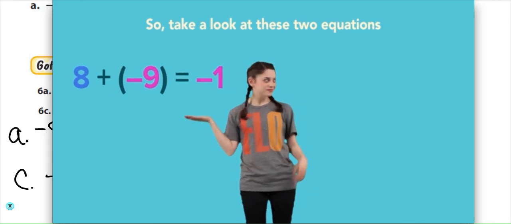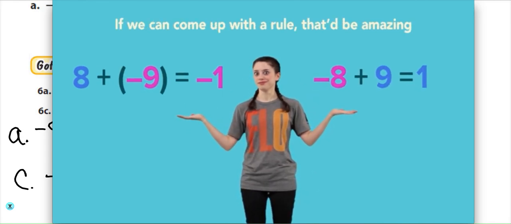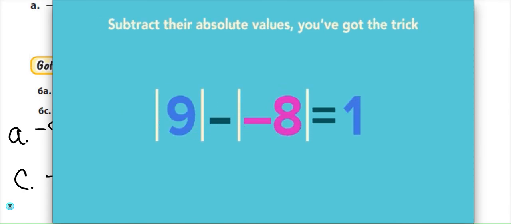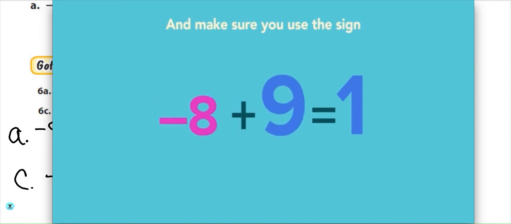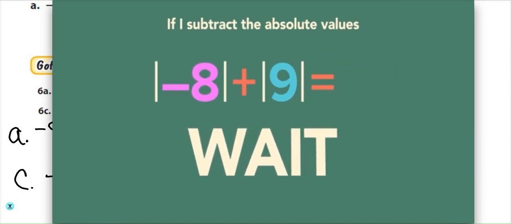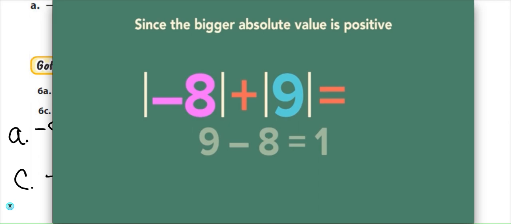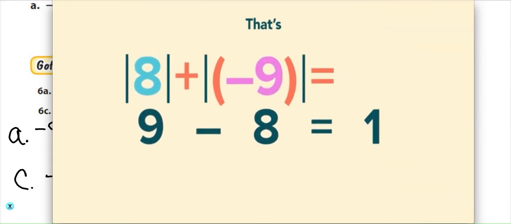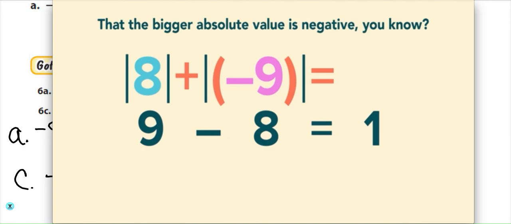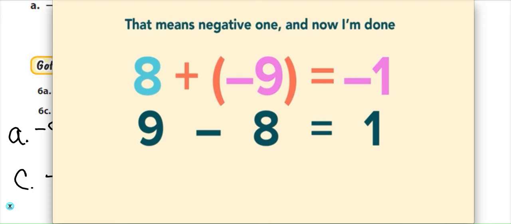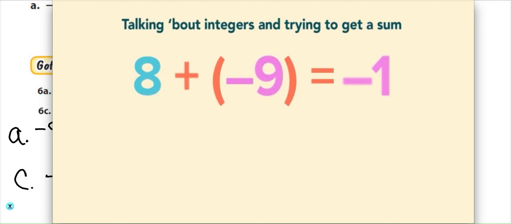So take a look at these 2 equations. If we can come up with the rule, that'd be amazing. You add 2 integers whose signs are opposite, subtract their absolute values. You got the trick. And make sure you use the sign from the greater absolute value every time. I have negative 8 plus 9. If I subtract the absolute values, that's 9 minus 8. Since the bigger absolute value is positive, the answer is positive. We did 8 plus negative 9, that's 9 minus 8 equals 1, but we find that the bigger absolute value is negative, so our answer is negative 1.